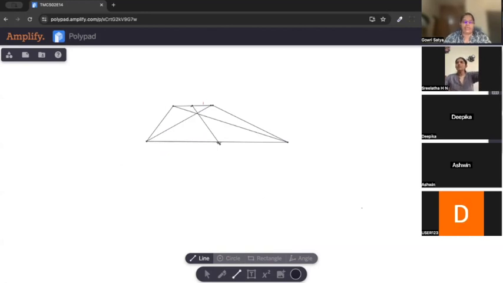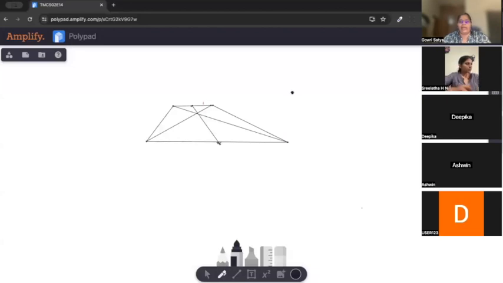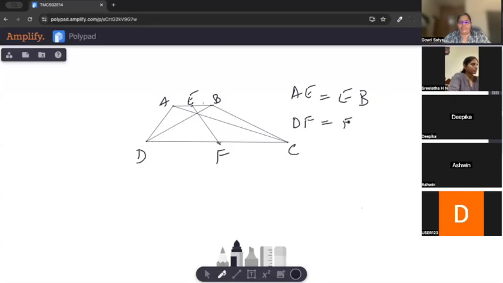So the claim is that in any trapezium, if we have A, B, C, D, and this is midpoint E, midpoint F. So AE equals EB, and DF is equal to FC. Given this, AC, BD, and EF are concurrent.